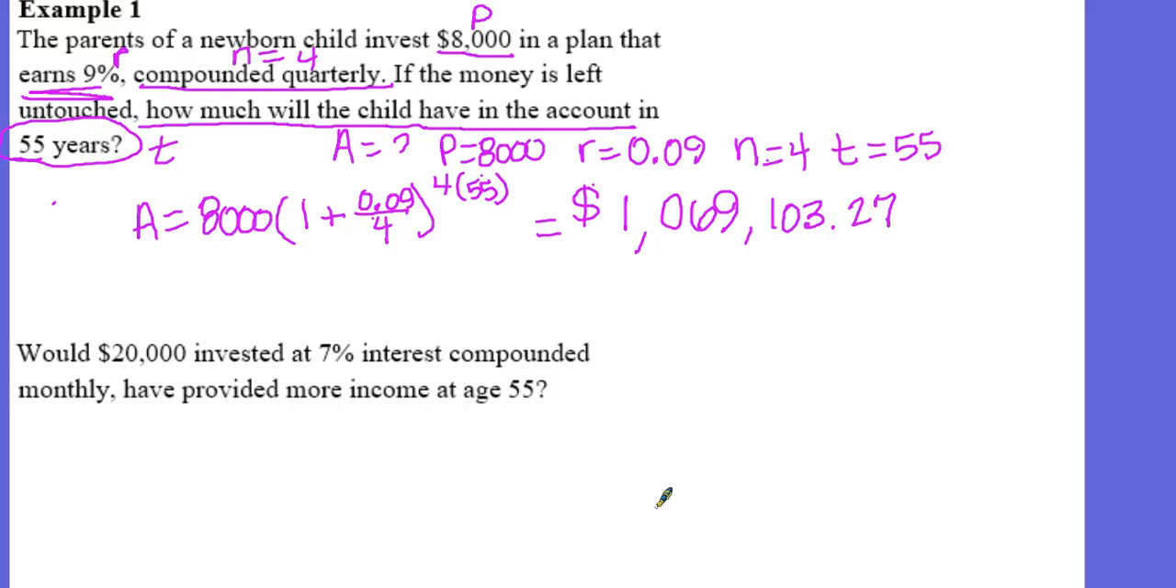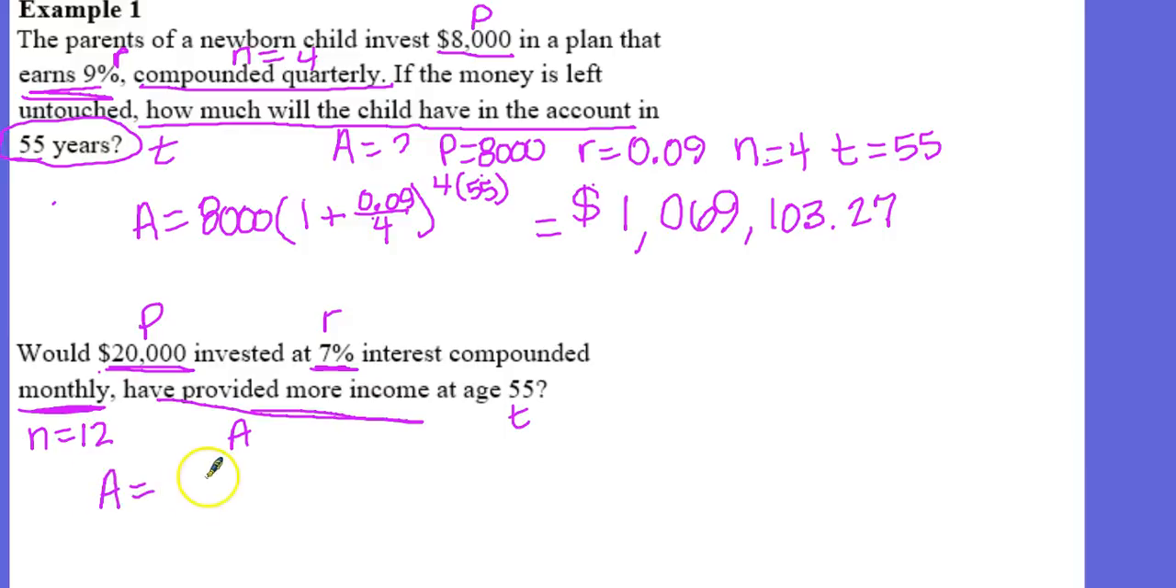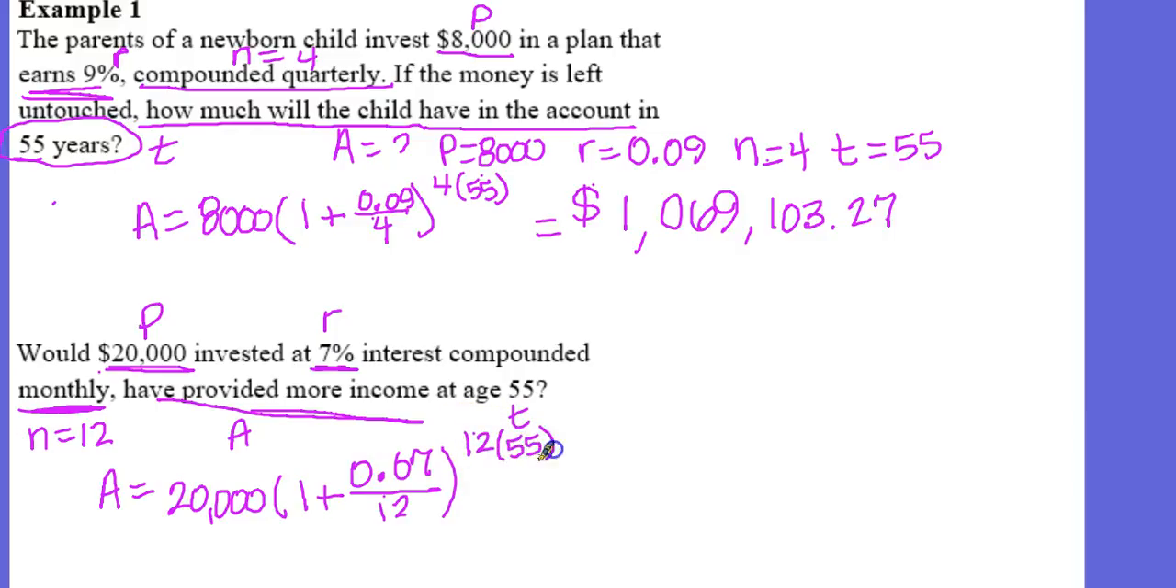Okay, so let's go to the next one. You ready? We have to answer the question, would $20,000, which would be our new principal, invested at 7%, which is our rate, compounded monthly, so our N is 12, have provided more income? So we're still looking for our A at time is 55. So we're doing A equals 20,000 times 1 plus 0.07 over 12 raised to the 12 times 55 power.